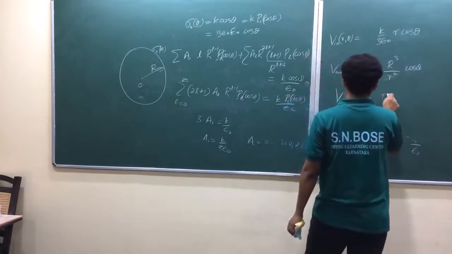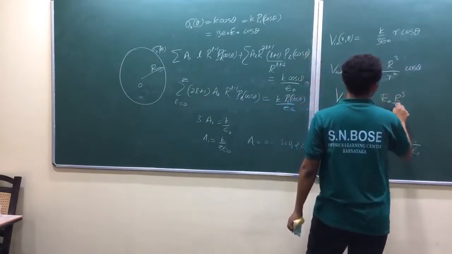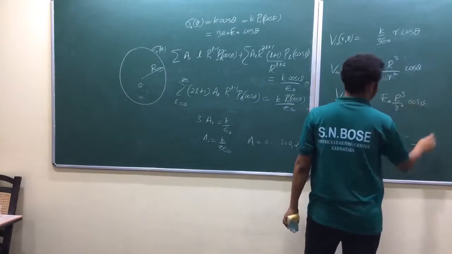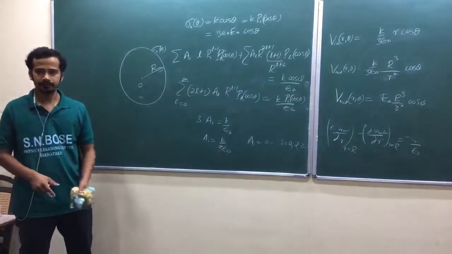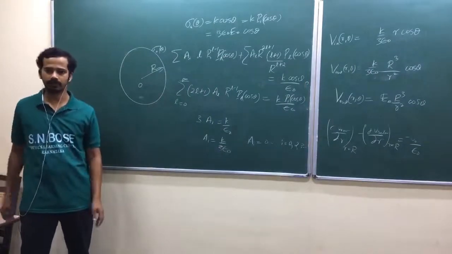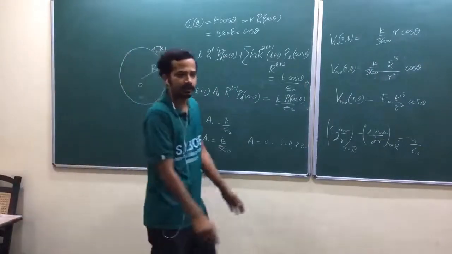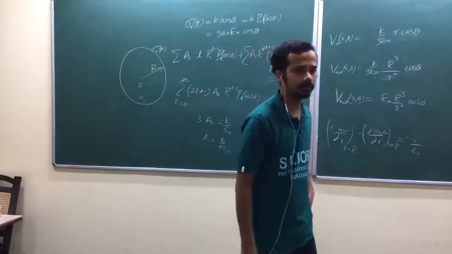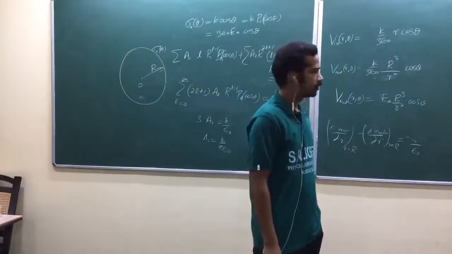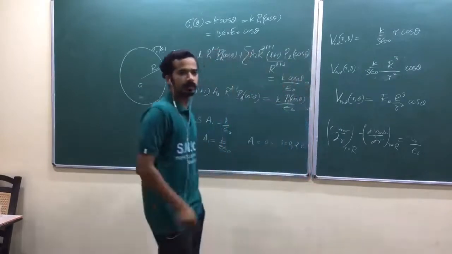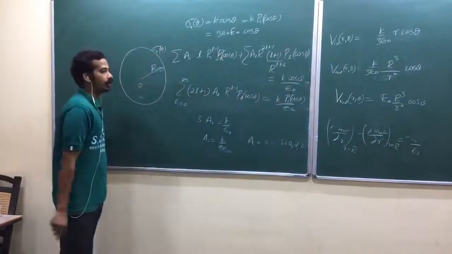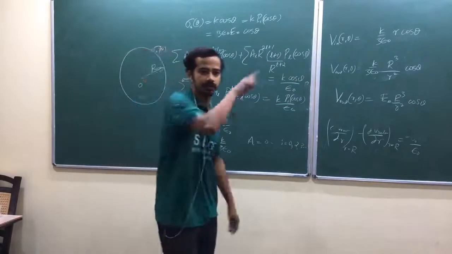3 epsilon naught R cube by R square cos theta. Is that the second part of the potential? Check it out. The last potential outside, we had, I think, minus E R cos theta, one part of the potential. So the second part was this one, isn't it? Because that second part was attributable to the charge density, surface charge density.